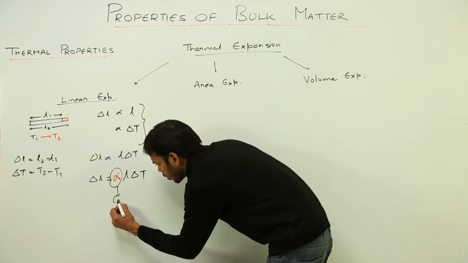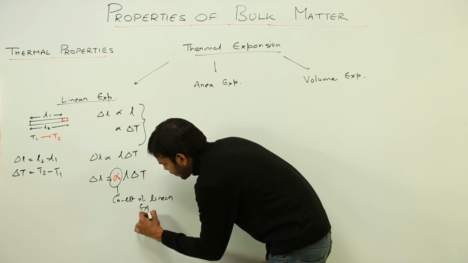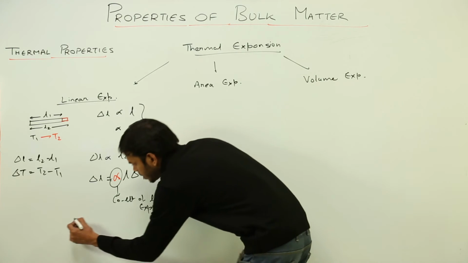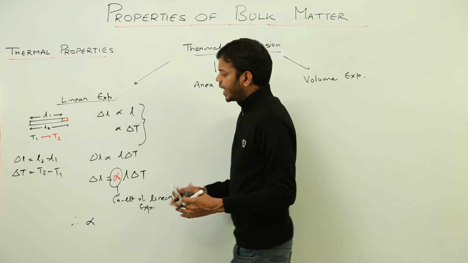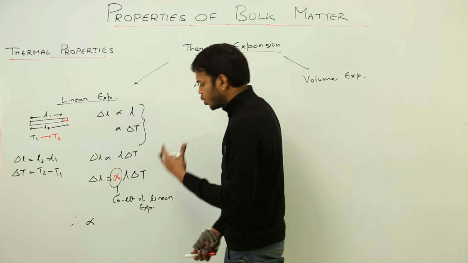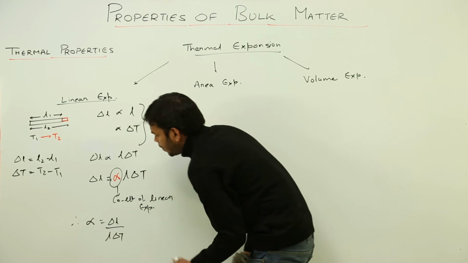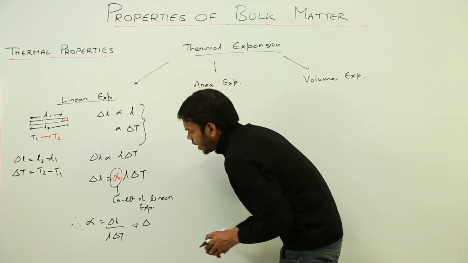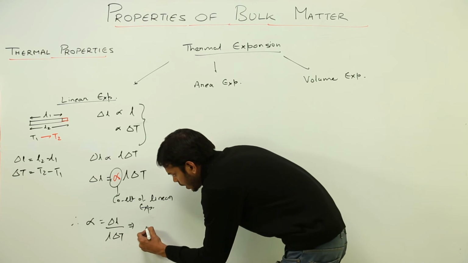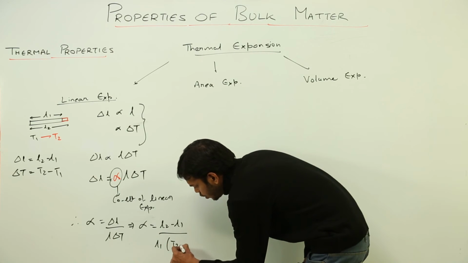This alpha, the constant of proportionality, is called the coefficient of linear expansion. Just note that these are proportionality signs and this is an alpha. They don't look the same, but you should know it. Alpha is equal to delta L upon L delta T. In terms of L1, L2, T1, T2, alpha is equal to L2 minus L1 upon L1 into delta T, which is T2 minus T1.